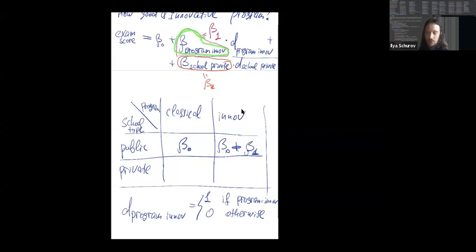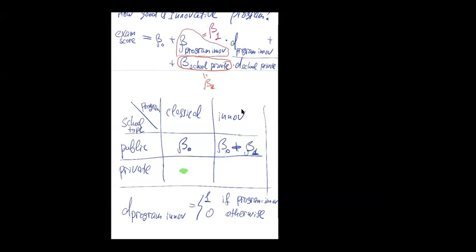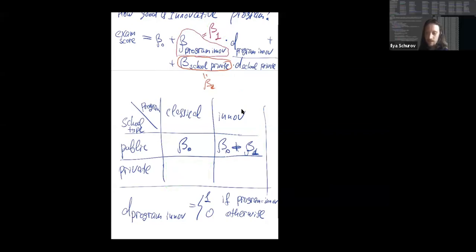This is just for brevity. I just don't want to write this long index here, I just write beta one. Okay, everybody agree with that? Okay, then somebody else, please, who can tell me what should I write here? Beta not plus beta 2. Correct. And again, somebody else, please, who can tell me what should I write here? Beta not plus beta 2 plus beta 1 plus beta 2.